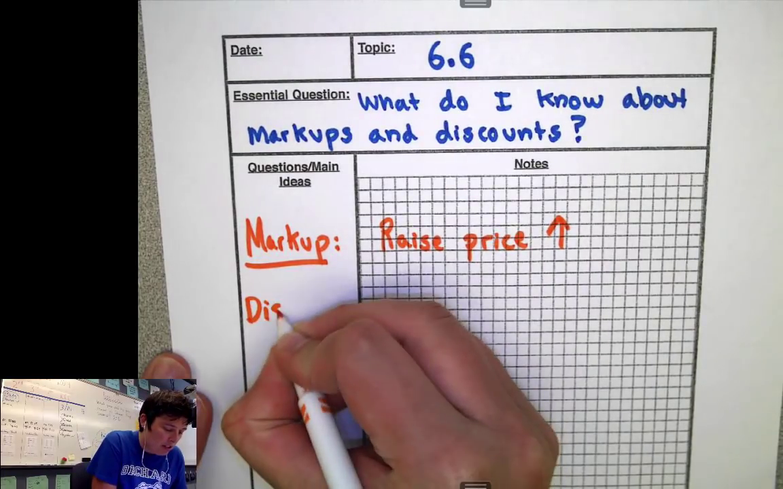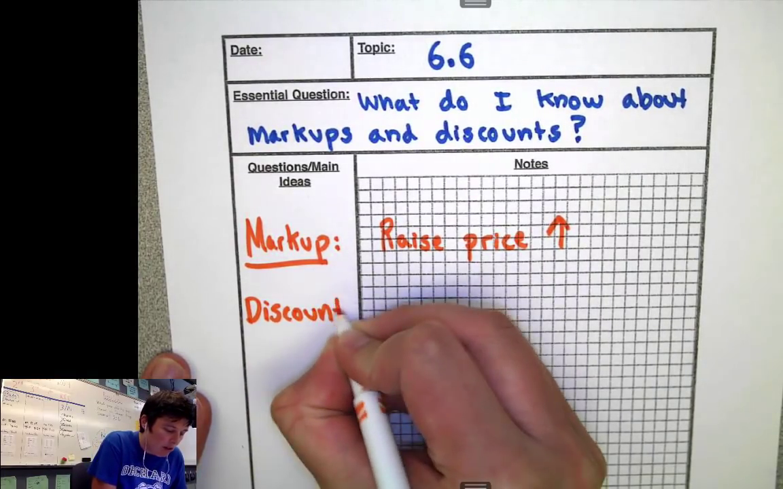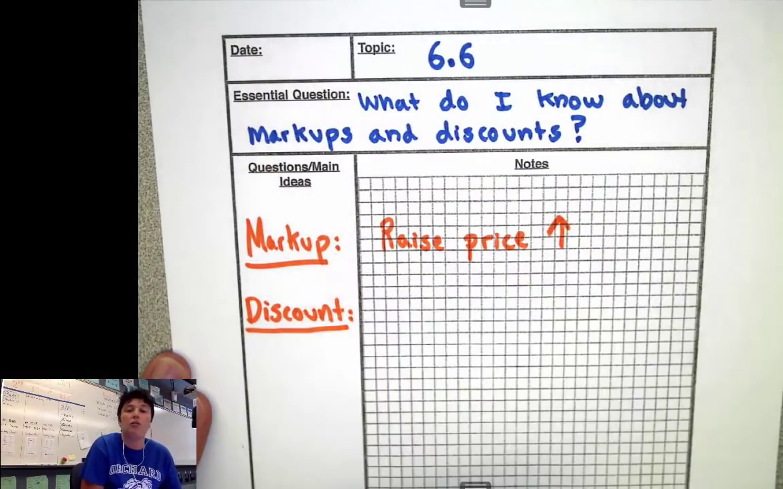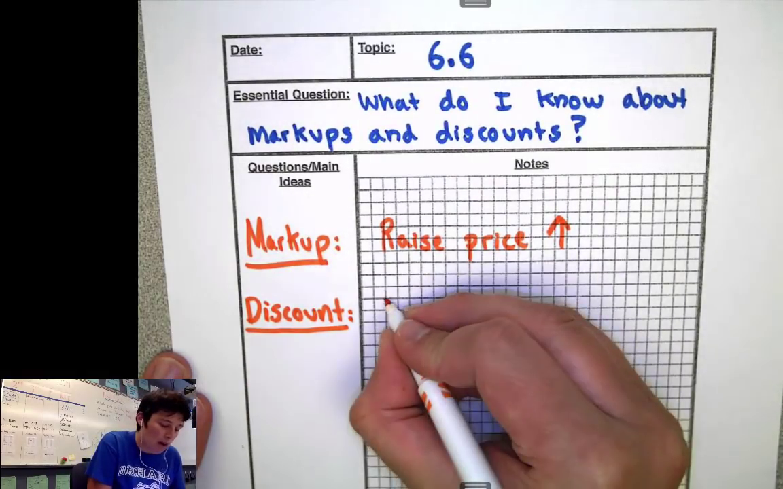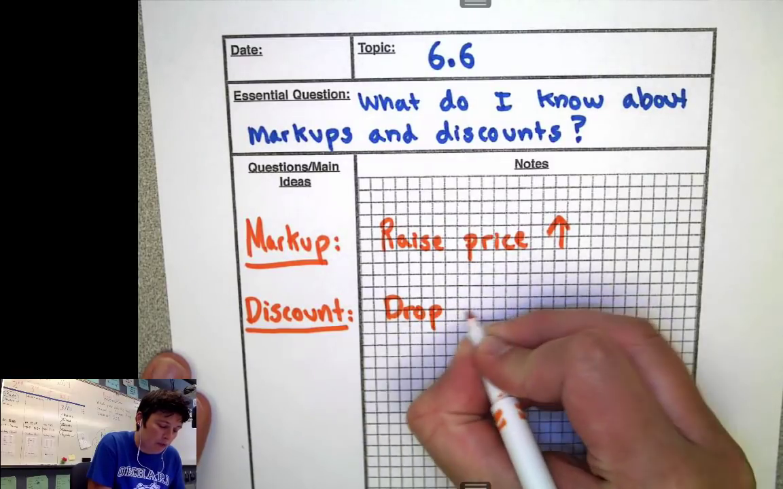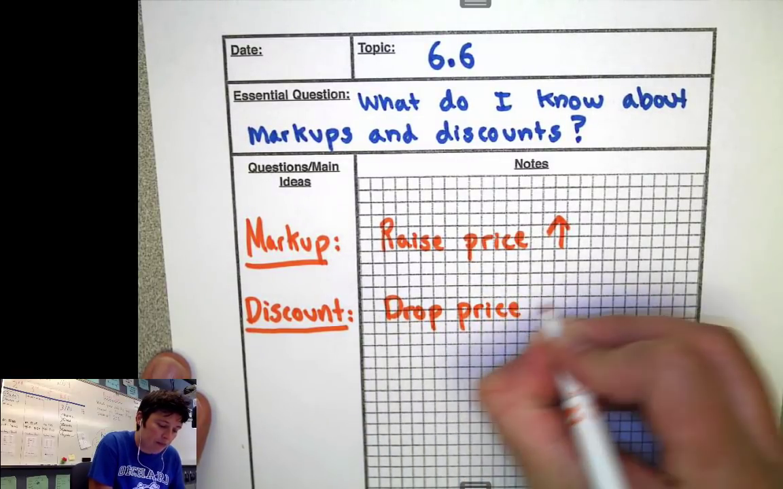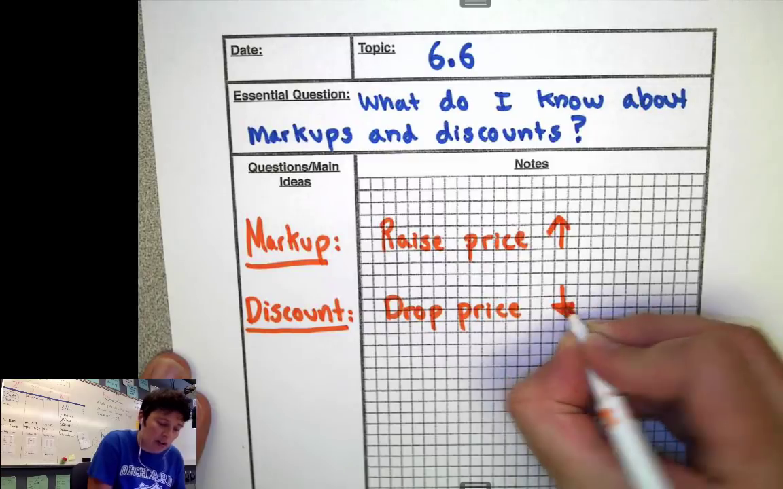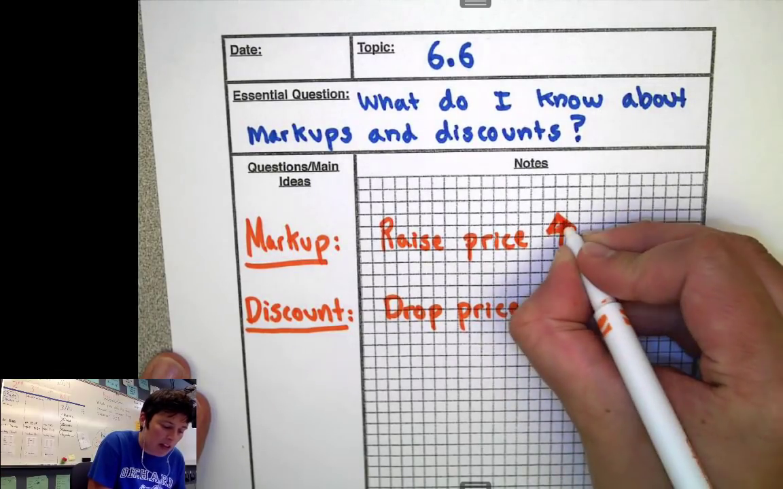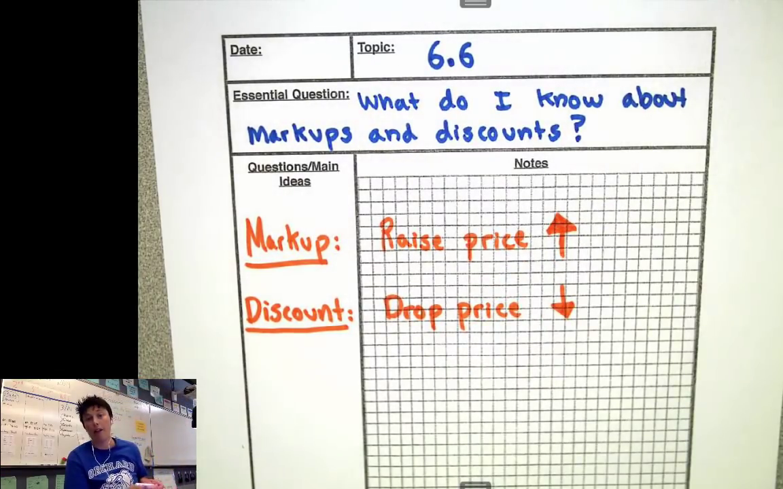Discounts. We know what a discount is. We like discounts. Discounts are sales when the price goes down. So discounts drop the price. They save us money. Drop price. Discounts are when you walk in the store and they say, hey, it's 50% off today. That's a good thing for us as buyers.